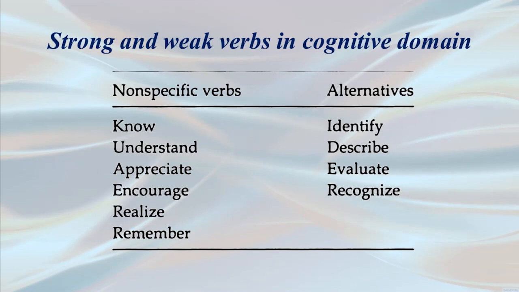For writing good objectives in the cognitive domain, we have to know the proper verbs. On the left side of this table, you see some non-specific verbs like know, understand, appreciate, encourage, realize, or remember. These verbs are not specific and are not measurable or observable, but the other verbs on the right side, like identify, describe, evaluate, recognize, can help us to write good objectives which are specific, measurable, and observable.